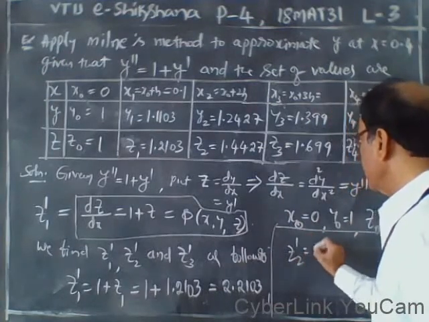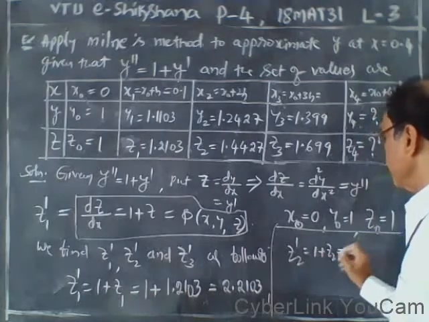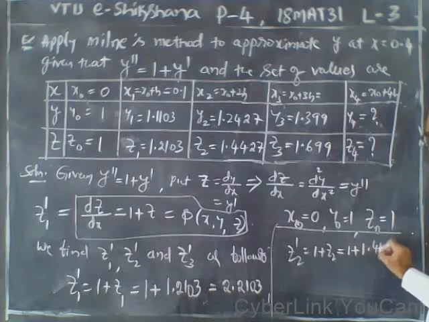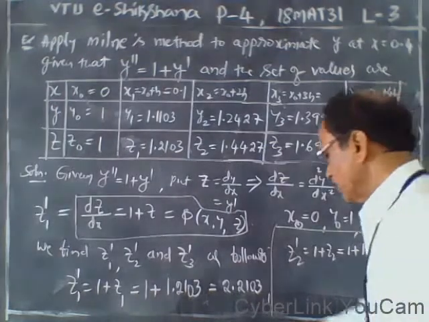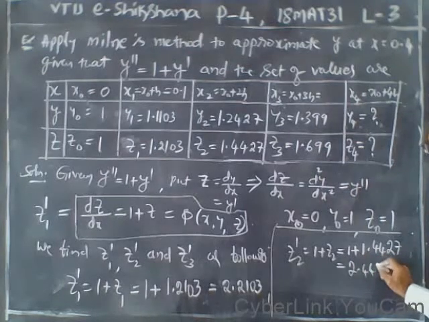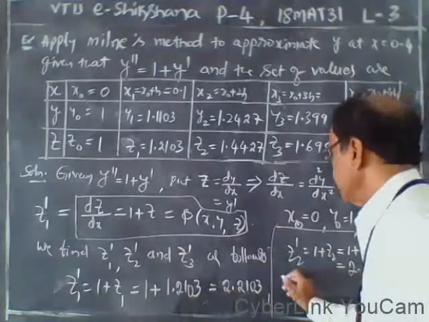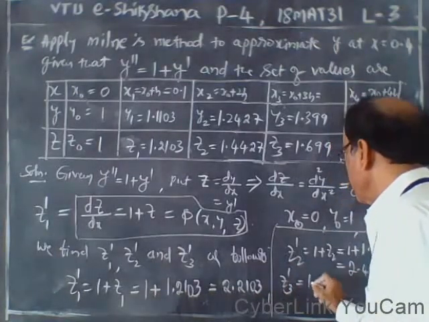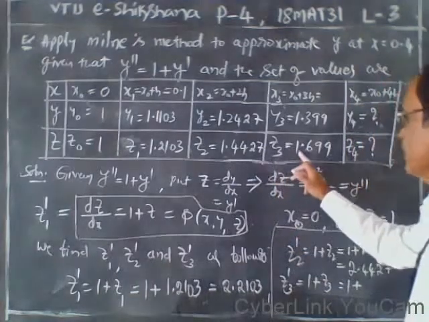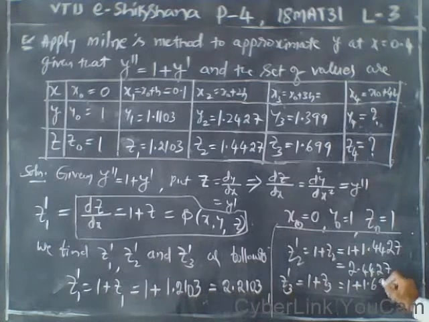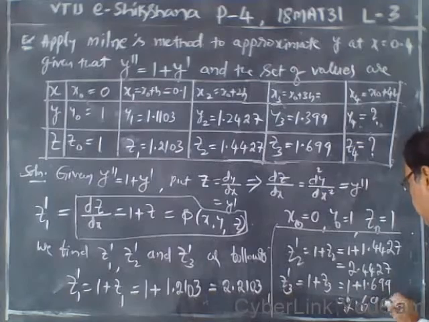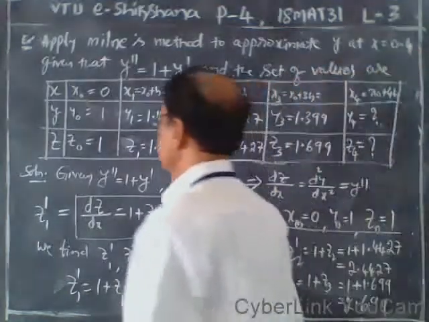Similarly, z2 dash is equal to 1 plus z2. Z2 is 1.4427. That becomes 2.4427. Then z3 dash is 1 plus of z3, that is 1 plus 1.699, that becomes 2.699. This is the value of z3 dash.